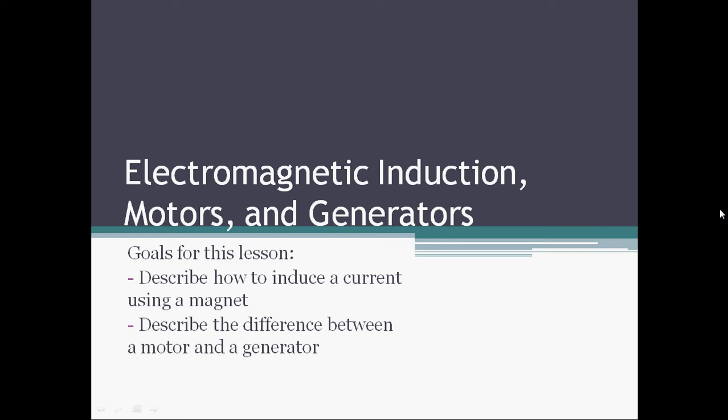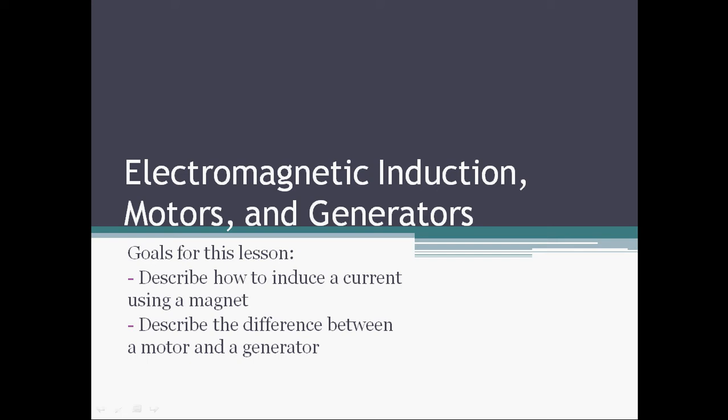First is to be able to explain how we can use a magnet to induce a current in a section of wire. And then secondly, we're going to talk about motors and generators and how they work, and more specifically how they're different from each other. What you'll find is that these two very common devices are basically the same thing, just sort of operating in reverse of each other.